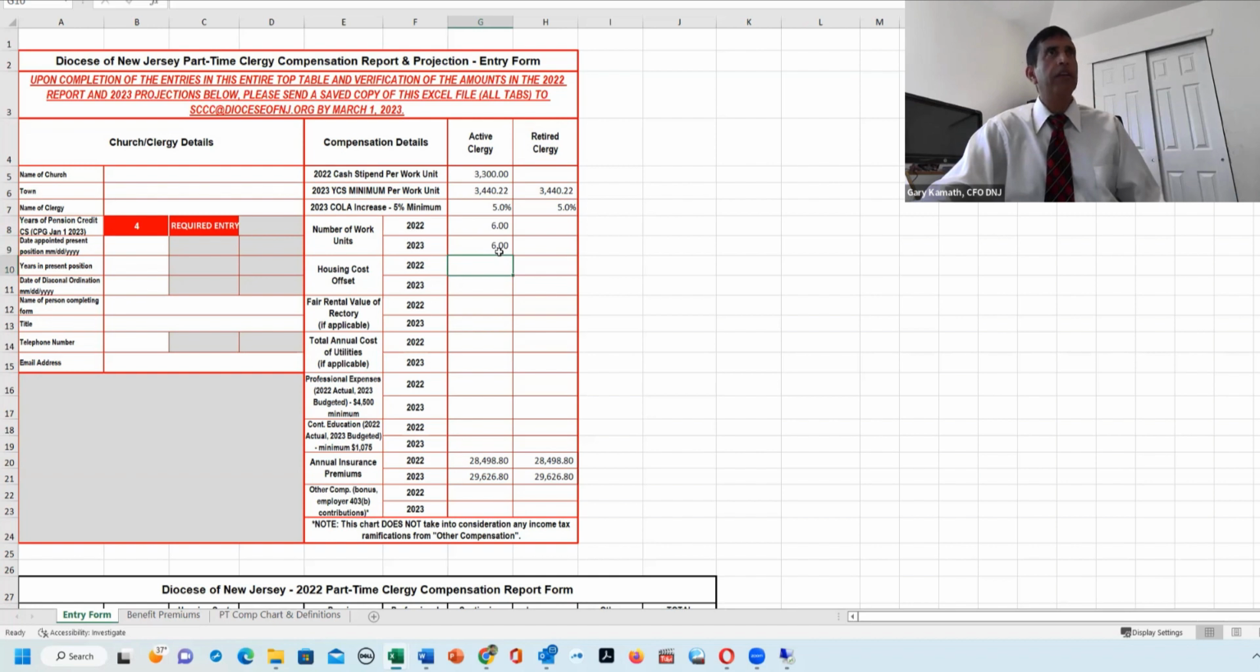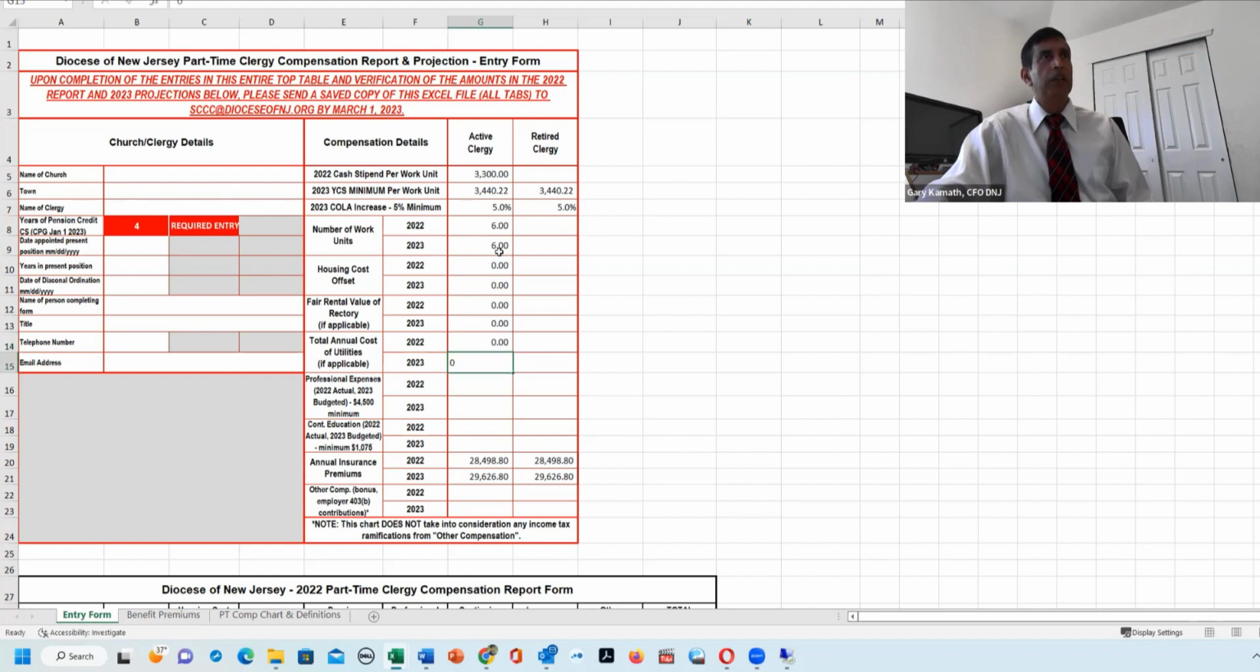Housing or cost offset. Like we said, there are no requirements, no minimum from our side, but that doesn't mean you cannot provide any part of it. So for now, I'll put in 0. Same way with the fair rental value of the rectory, put in 0, but you could negotiate that. Since it's part-time, the smaller congregations may want to do this. So a lot of things we didn't have any requirements for the minimums. So like we said, that could be negotiated.